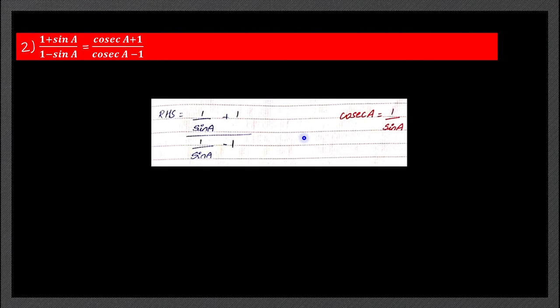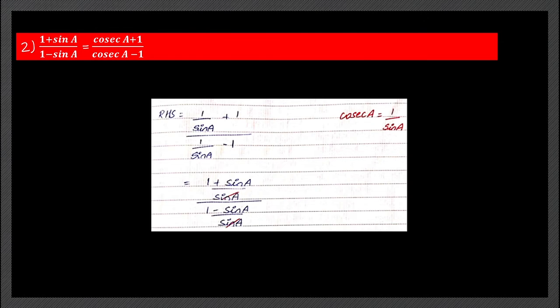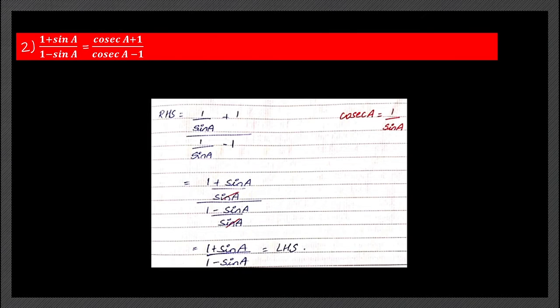Consider the RHS. In a similar way, cosecant can be written as 1 by sin a. Let's write that in the expression wherever cosecant a is given. 1 by sin a plus 1 divided by 1 by sin a minus 1. Upon taking the LCM, we will get 1 plus sin a divided by sin a, all divided by 1 minus sin a divided by sin a. Sin a and sin a get mutually cancelled because upon taking the reciprocal, this comes to the numerator and they get cancelled. So we end up getting 1 plus sin a divided by 1 minus sin a, which is equal to our LHS.